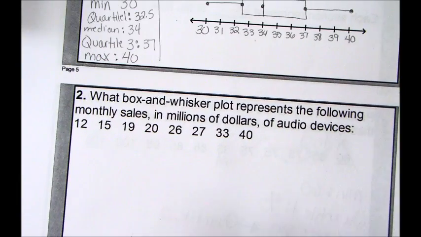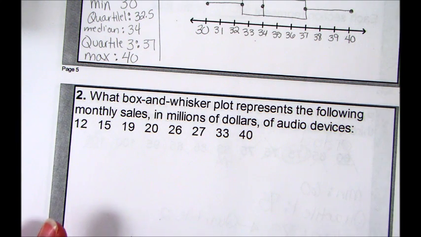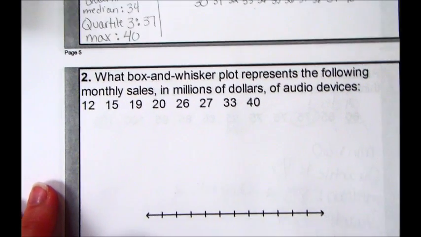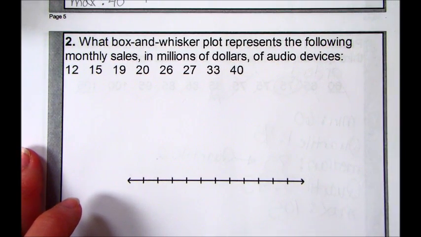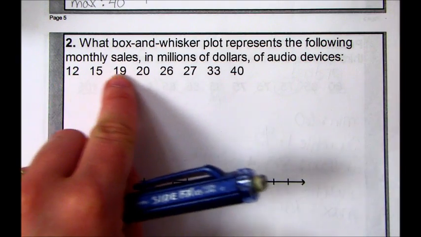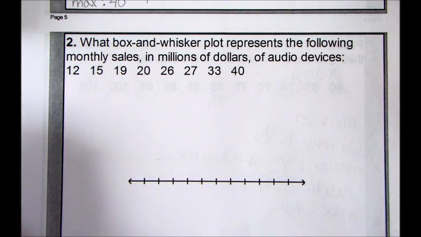All right, we are going to practice that one more time. I know these take a while, so just be patient. We'll get through it. What box and whisker plot represents the following monthly sales in millions of dollars of audio devices? All right, did I put it in order for you? Lucky you. This is already in order. I must have been getting sick of trying to do it myself.